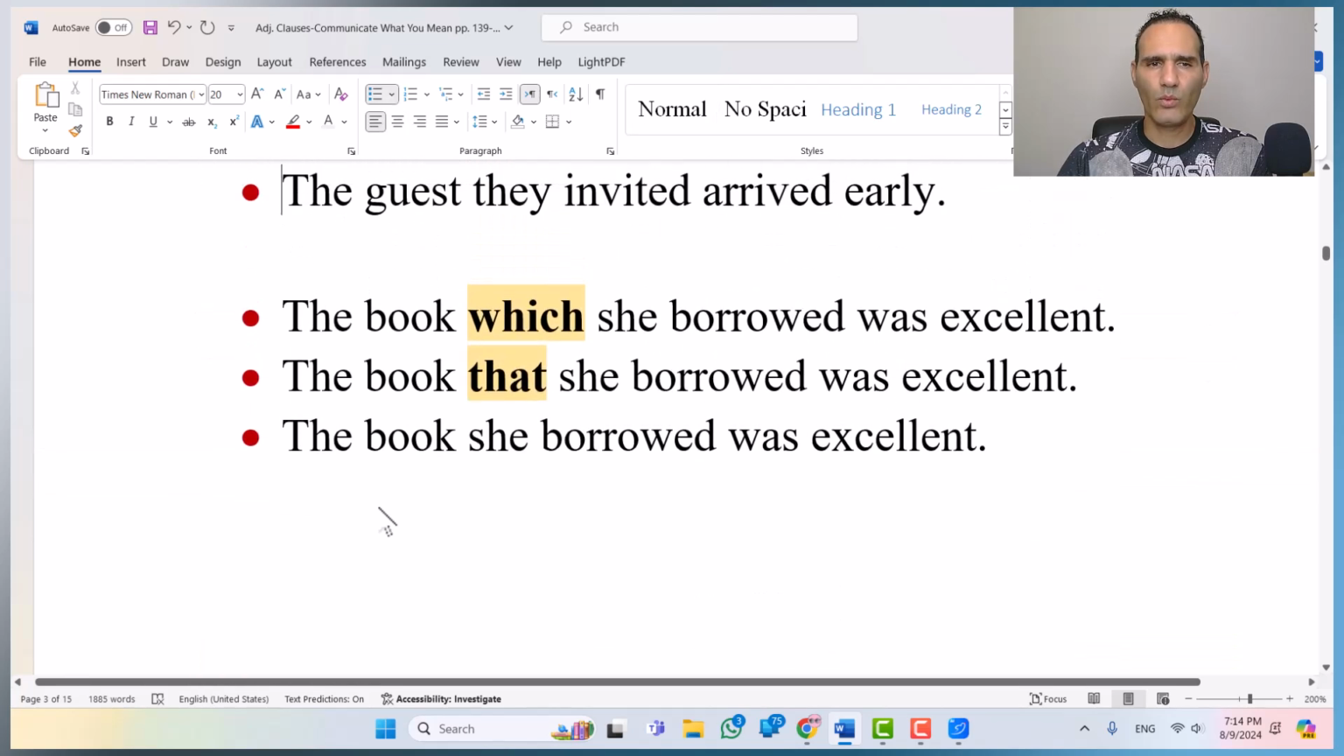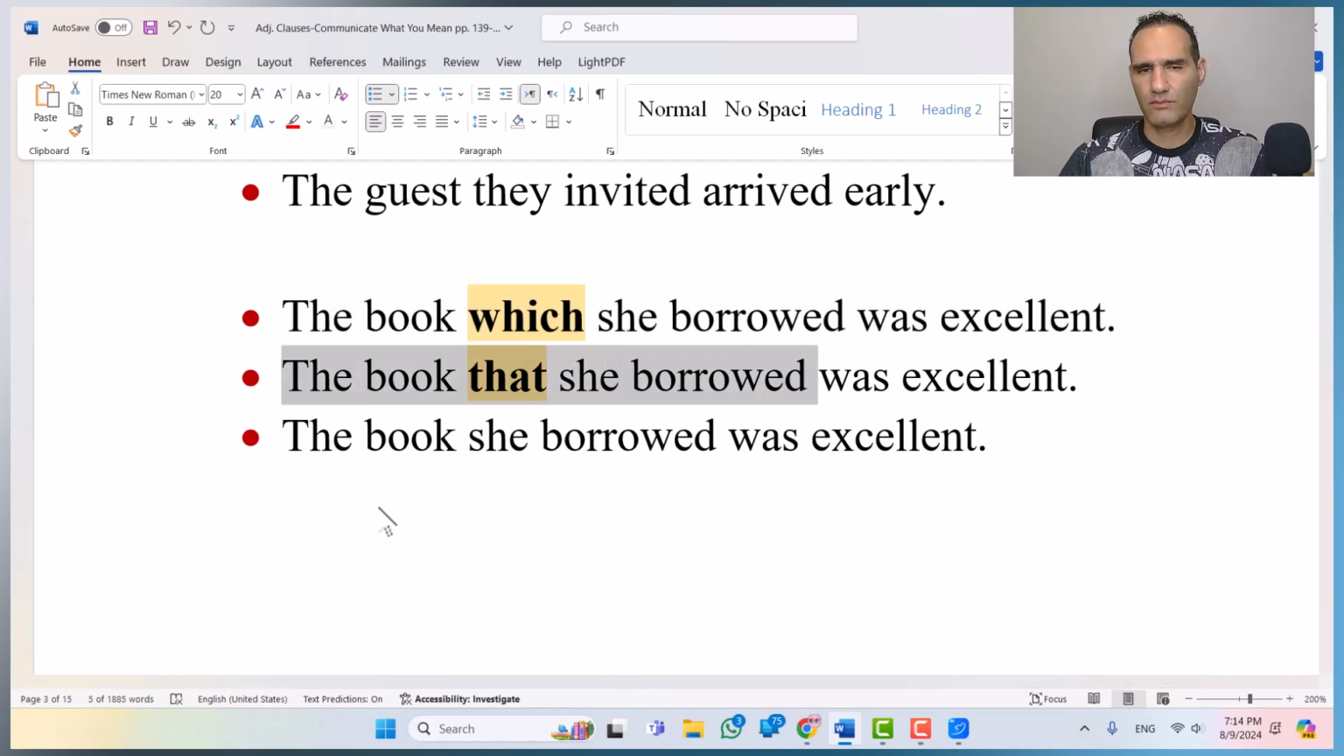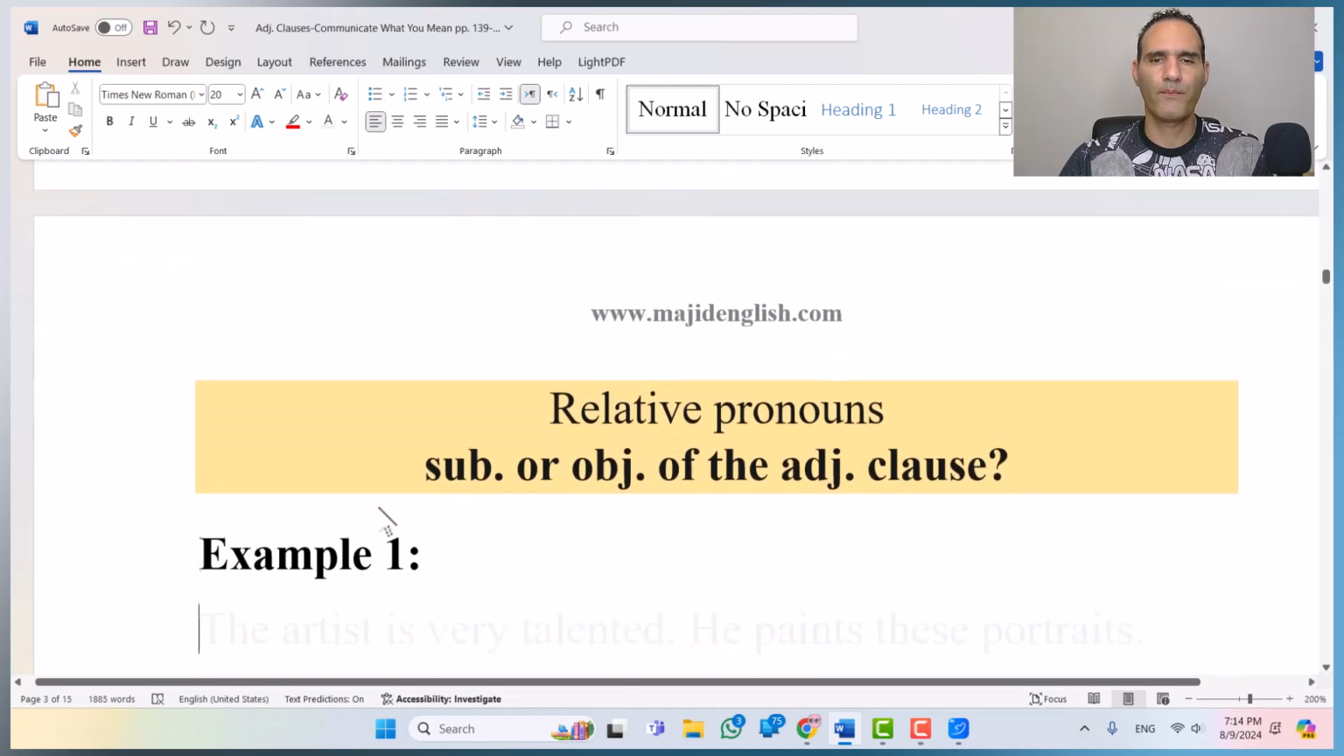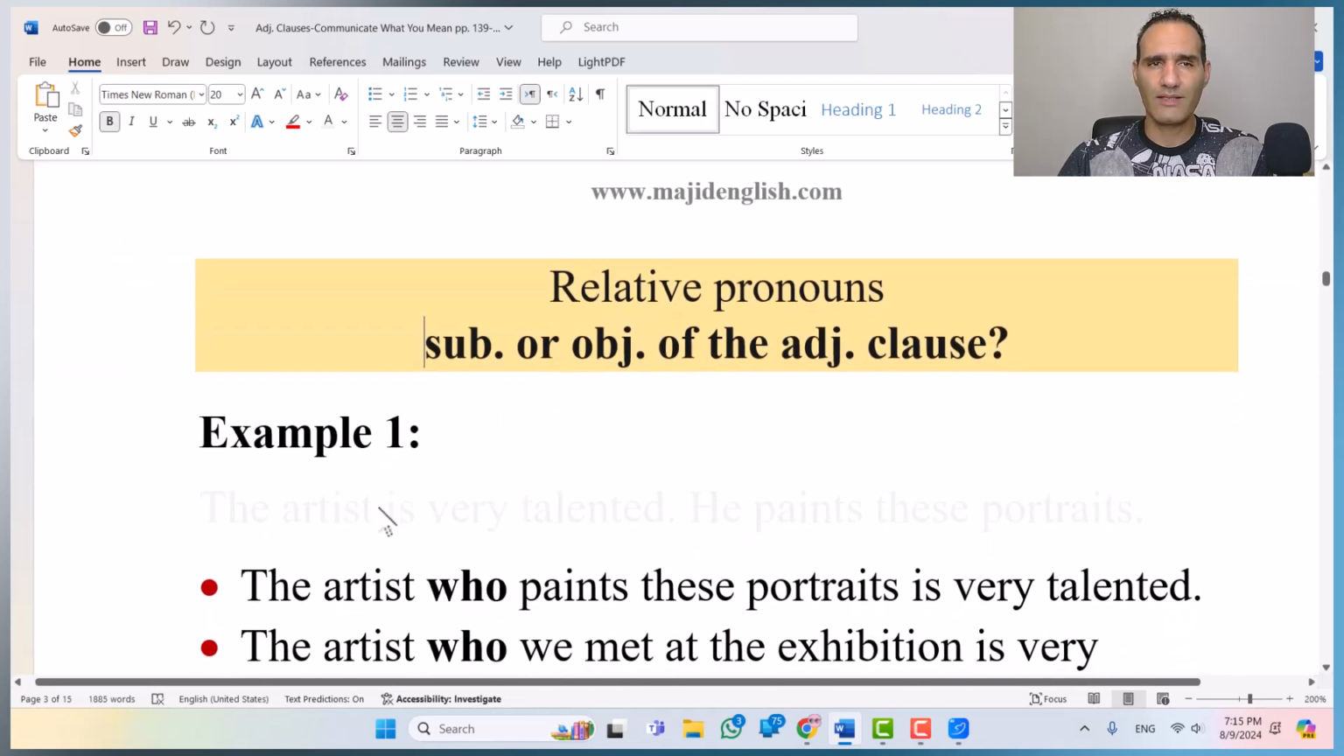An example with which and that: the book which she borrowed was excellent. The book that she borrowed was excellent. The book she borrowed was excellent. The relative pronoun is omitted and it is less formal. Got it? Good. Relative pronoun as subject or object of the adjective clause.